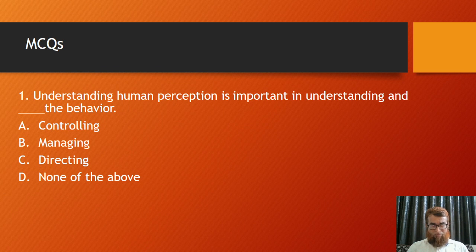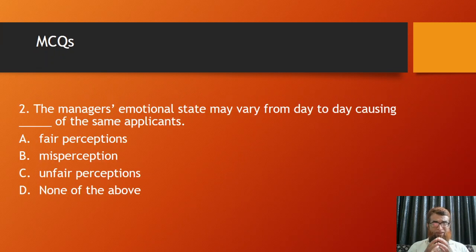We have some multiple choice questions here. Answer the questions. Understanding human perception is important in understanding and dash the behavior. Choose the correct answer: controlling, managing, directing, none of the above. Second question: the manager's emotional state may vary from day to day, causing dash of the same applicants: fair perception, misperception, unfair perception, none of the above.